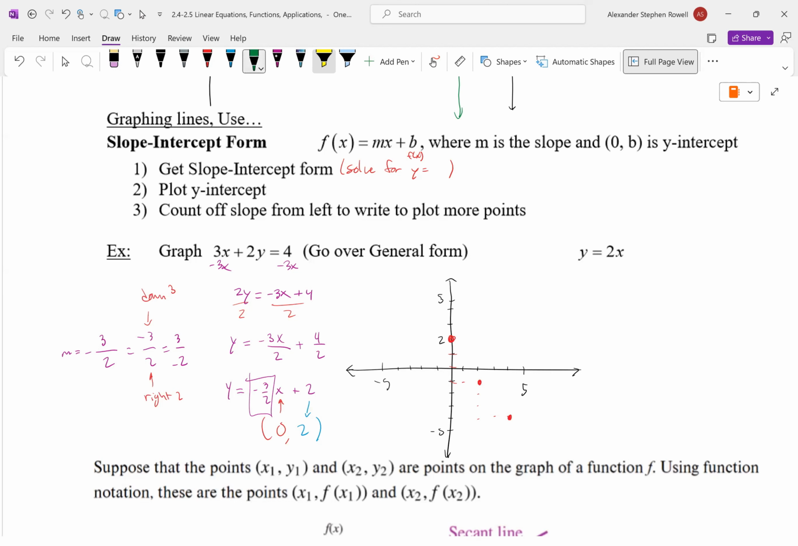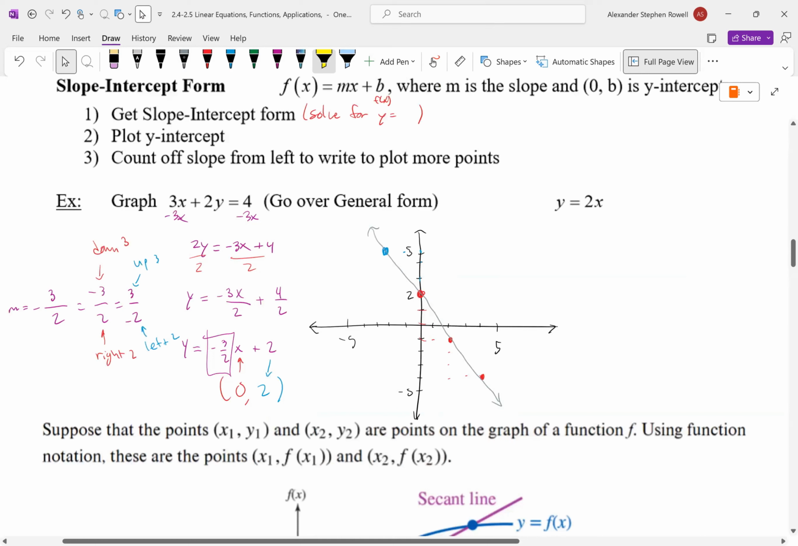If I put the negative sign on the bottom, then this means I'm going up 3 and left 2. Up 1, 2, 3, left 1, 2. And hopefully they form a straight line. If they don't, you either counted wrong or your graph is not scaled properly. You might have weird spacing. Okay, any questions about this?